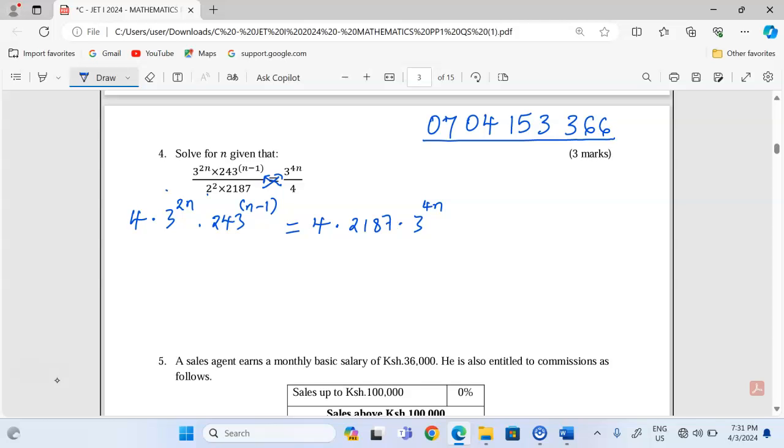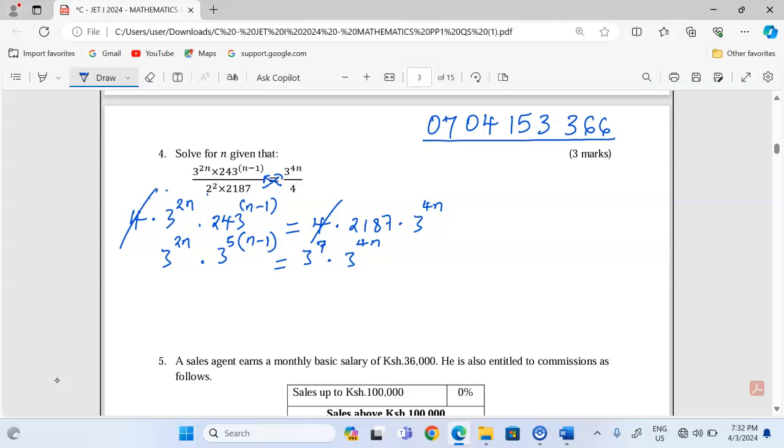Now at this point, allow me to cancel 4, which is appearing on both sides. Then after that, now we can raise the composite numbers to the simplest base provided in this question, which is base 3. So we shall have 3 power 2n multiplied by 243, which is equivalent to 3 power 5. But remember, there is an existing power again, which is n minus 1. This will be equivalent to 2187 to base 3, which is 3 power 7, then multiplied by 3 power 4n.